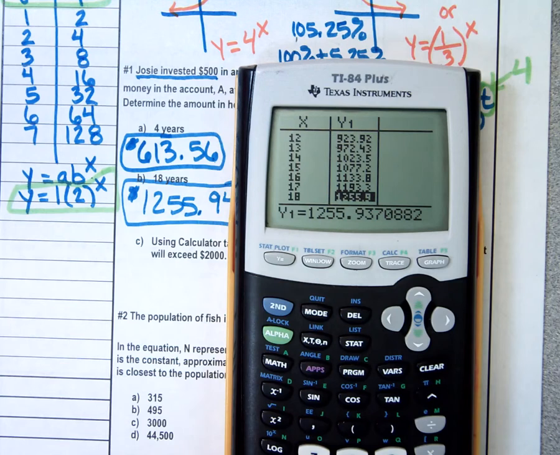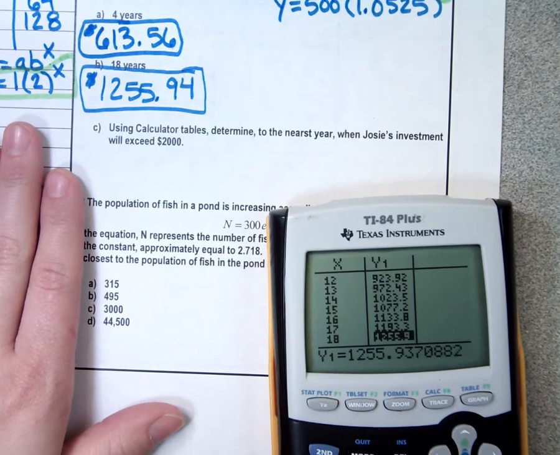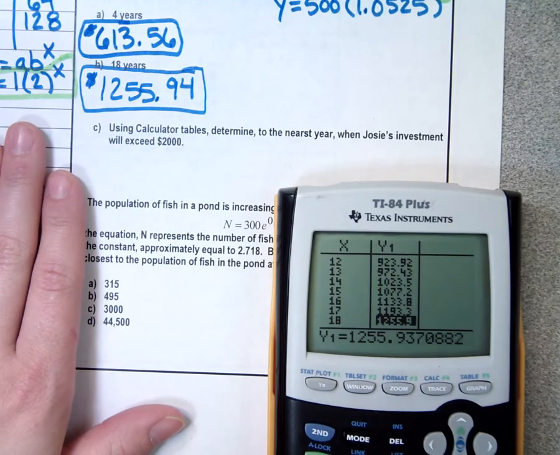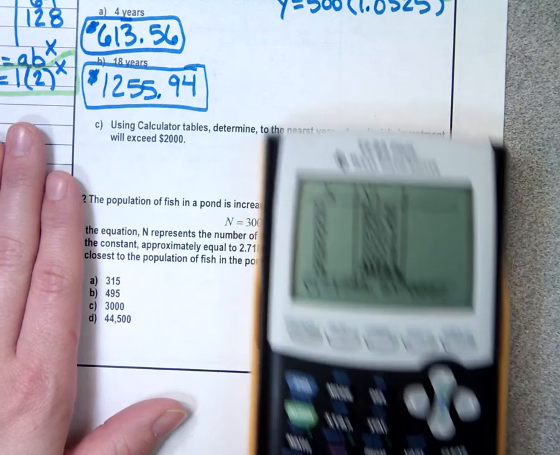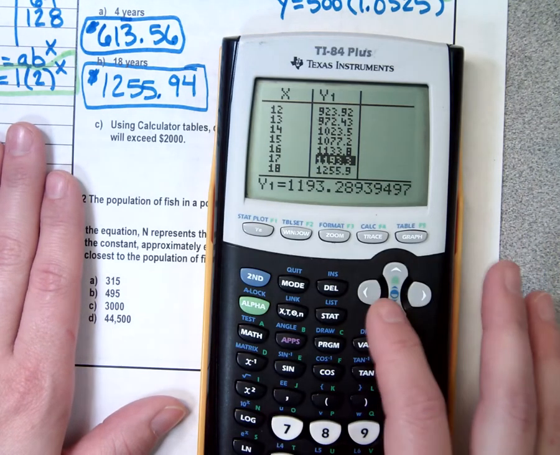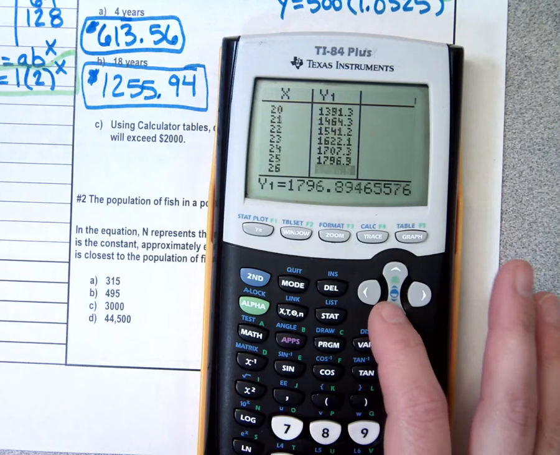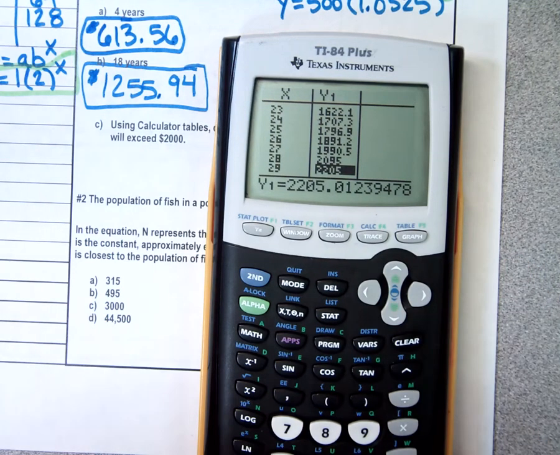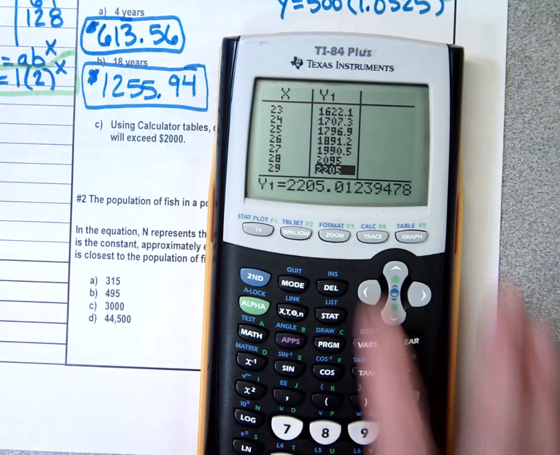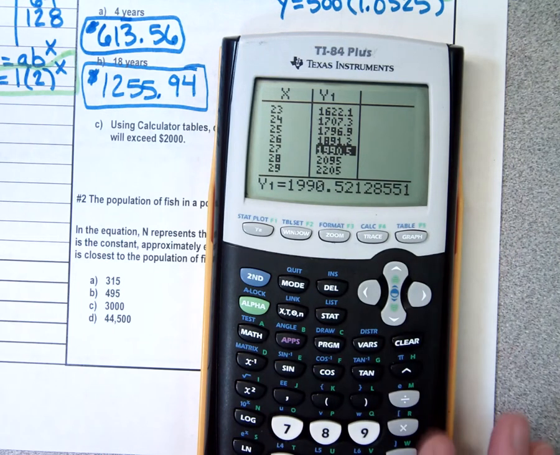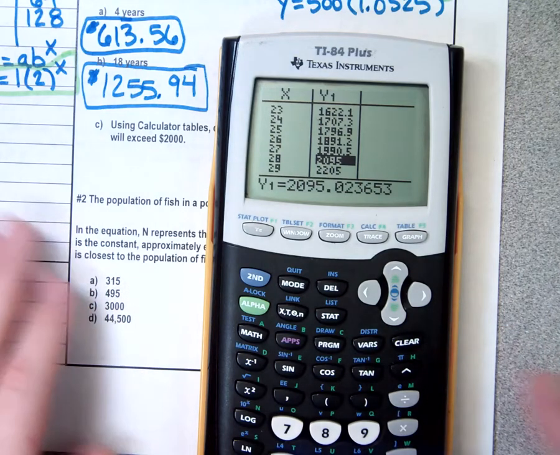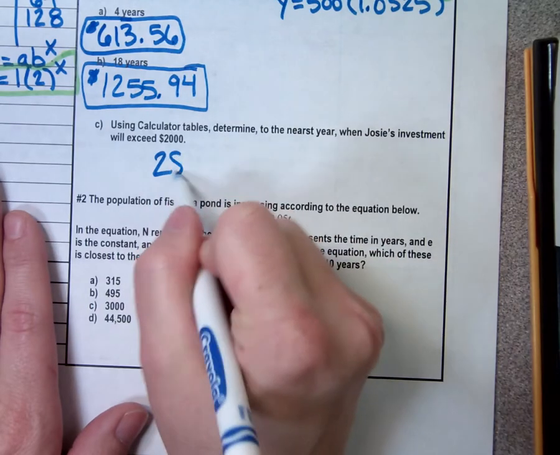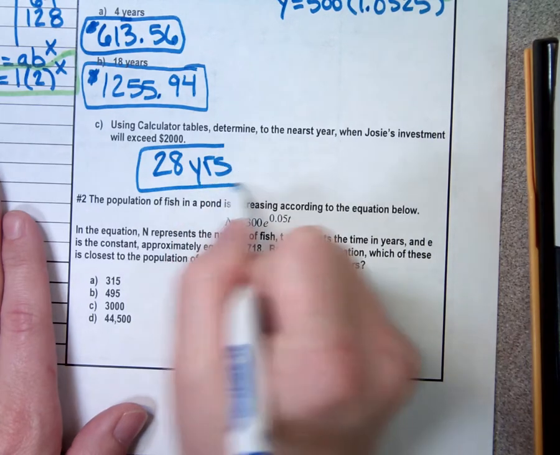Okay, and then part C. Part C says using calculator tables, which means what you see right here. Using calculator tables, determine to the nearest year when Josie's investment will exceed $2,000. So when does her investment exceed $2,000? 28 years. So at 27 years, she was real close to the 2,000. At 28 years, she finally goes over the 2,000. So it takes 28 years for her money to exceed $2,000.